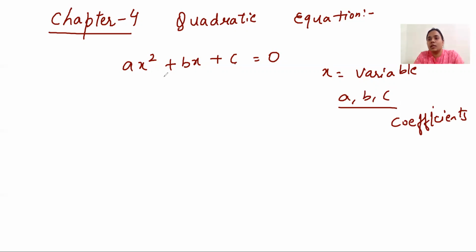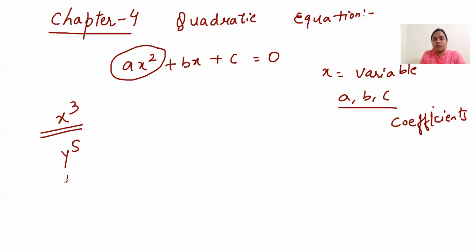So in our quadratic equation, the compulsory part is this. There should be a variable with a degree 2. There cannot be any variable with a degree greater than 2. Means we cannot have anything such as x cube, y5, t5. We cannot have these in our quadratic equations. We should have x square. And then bx plus c, it's not necessary that they will be in the equation.